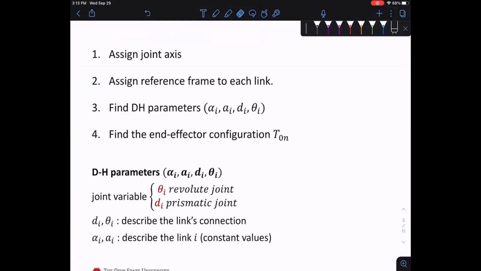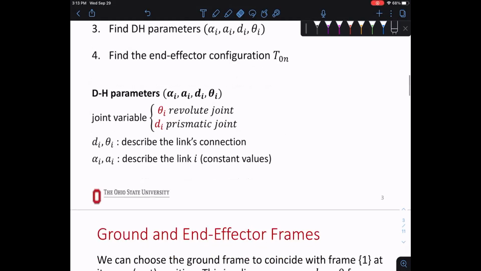Do you remember? If you have a revolute joint, the axis that the rotation is happening about is the z-axis of that frame. So we are going to identify all the z-axes first. Then assign reference frames. We didn't go over that yet, but say you have the frames assigned, then find the DH parameters. That four expression I gave you, you follow those one by one to find these. Then find the end effector configuration. Now, let's go.